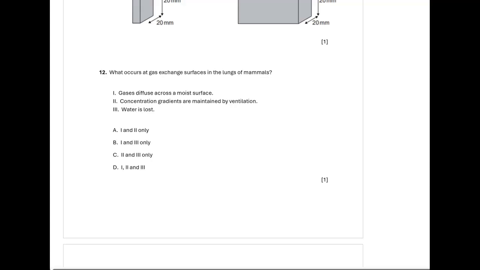12. What occurs at gas exchange surfaces in the lungs of mammals? So what we want to think about is which of these statements are true. Gases diffuse across a moist surface, correct. Concentration gradients are maintained by ventilation, correct. And water is lost, that is also correct. So the answer is 1, 2, and 3, so that is D.